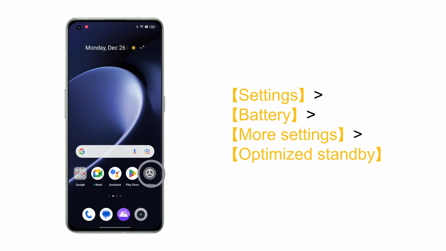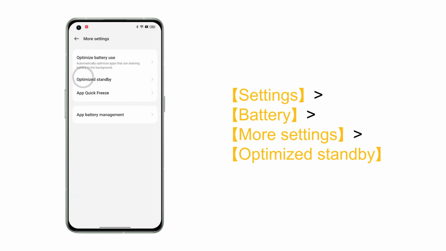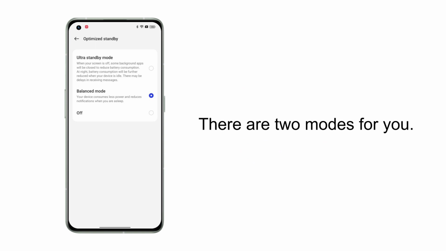Tap Settings. Battery. More settings. Optimized standby. There are two modes for you.